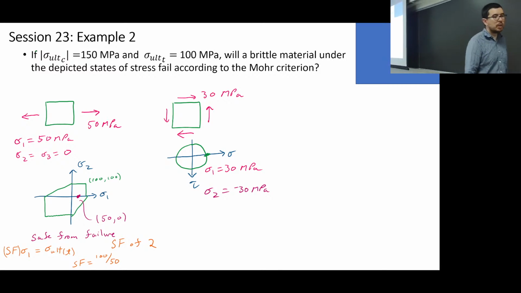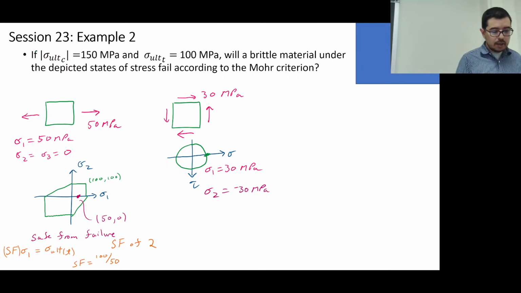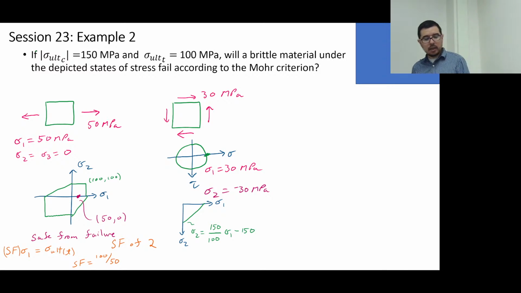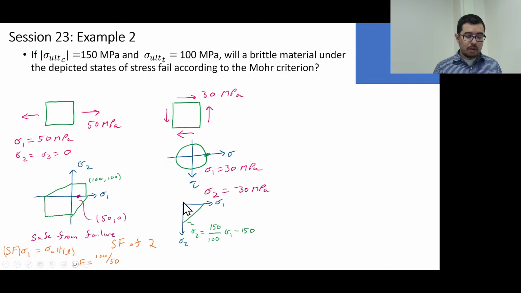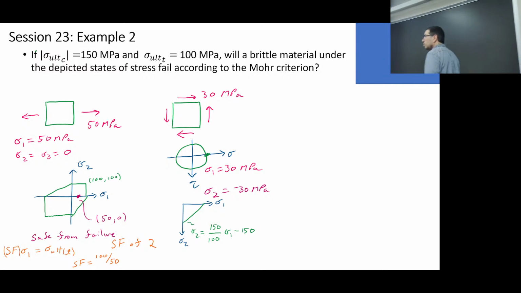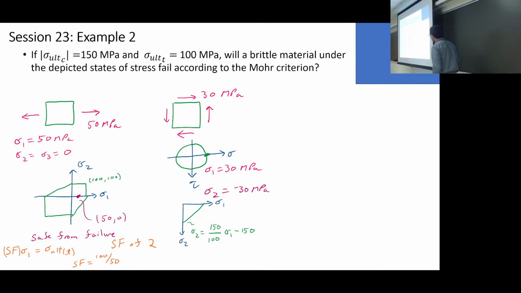interesting. We can say that we have a sigma 1 equal 30 and a sigma 2 equal minus 30. You see that, right? So this we said was pure shear, so now I know sigma 1 is this and sigma 2 is that. So we ask ourselves a question, is that going to be above this line or below this line? And how do we figure out if it's above or below?